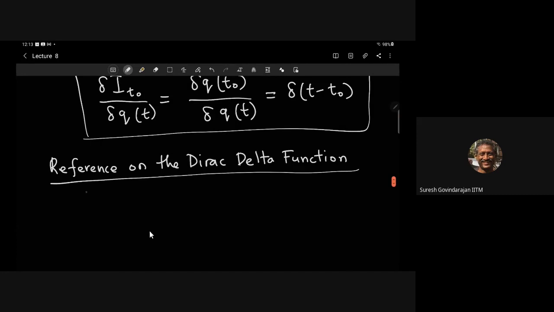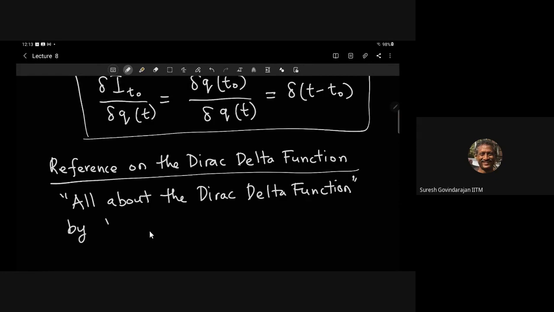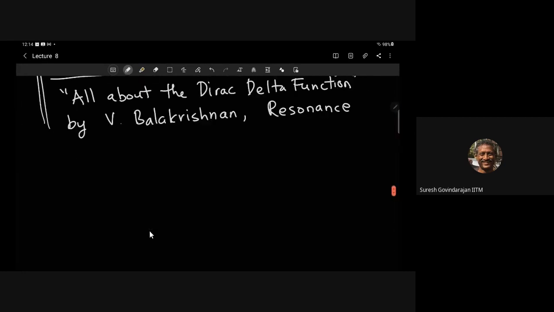So, a reference on the Dirac delta function is an article all about the Dirac delta function by V. Balakrishnan. It appears in Resonance, a beautiful journal. This is something you can refer to. But from our viewpoint, just the key property.